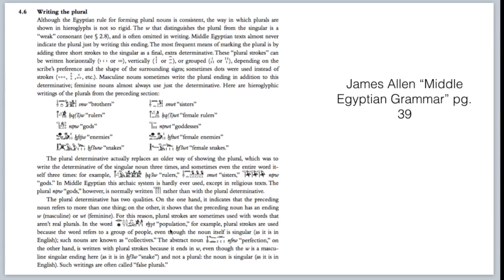All right. So let's read this part here. It says, on the one hand, it indicates that the preceding noun refers to more than one thing. On the other hand, it shows that the preceding noun has an ending W in the masculine or WT in the feminine. Okay, so again, both of these are from James Allen.